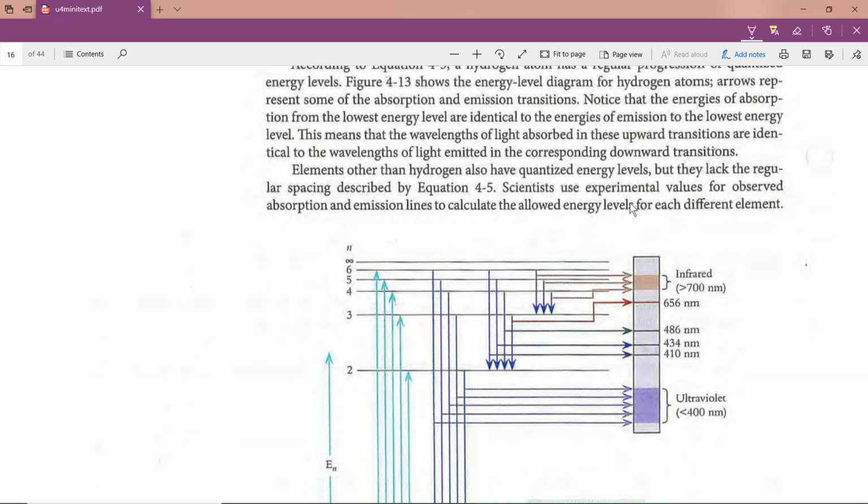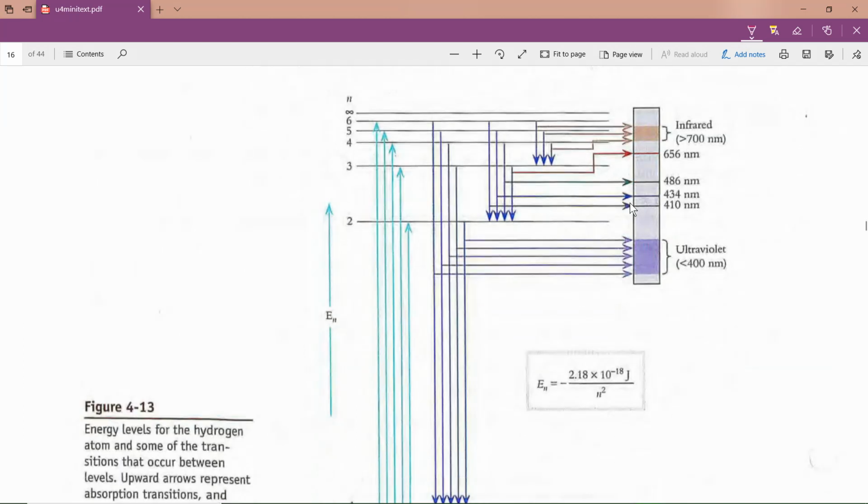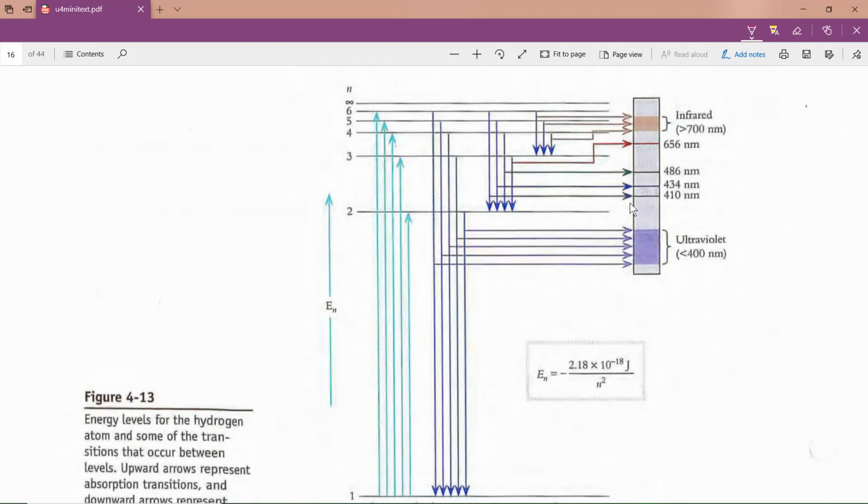Elements other than hydrogen also have quantized energy levels, but they lack the regular spacing that we saw in equation 4.5, so they're more complicated. But you can get spectra for every atom. Here is a beautiful picture, isn't it?